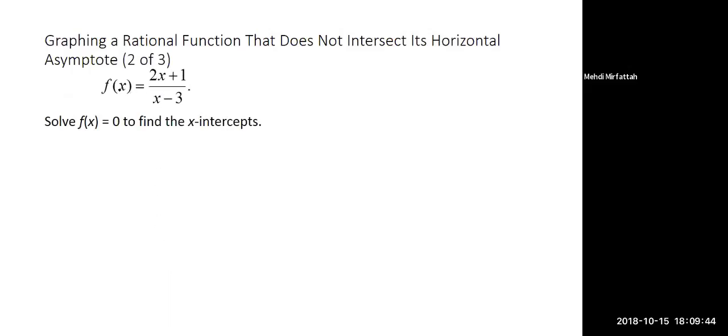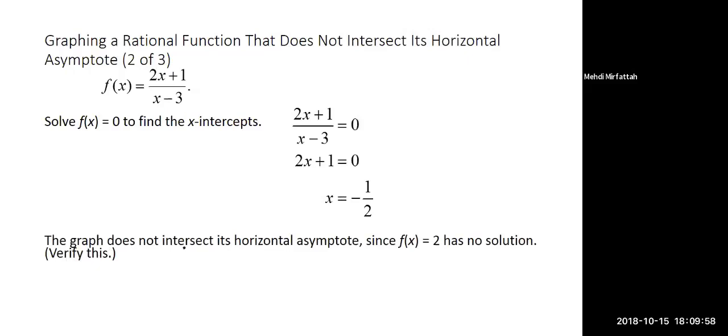To find the x-intercept, you let y be equal to 0. So you get 2x plus 1 over x minus 3 equal to 0. You solve for x, and that's how you can find your x-intercept. As you can see, the graph doesn't intercept the horizontal asymptote, because if I let this equal to 2, it won't have any solution. You can verify that here. We have 2x plus 1 over x minus 3. If I let this equal to 2 and cross multiply, I get 2x plus 1 is equal to 2x minus 6. Obviously, there's no solution here. So that means my graph is not going to intercept that asymptote.